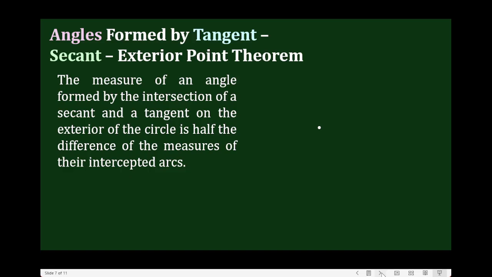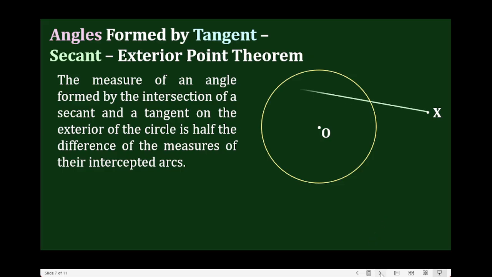Now again, we consider a circle whose center is at point O and an exterior point named as point X. From this point, we draw one secant and one tangent to circle O. This one is a secant because it cuts the circle at these 2 points, H and L. And then we draw a tangent from point X, it touches the circle at this point, whose name is point G.